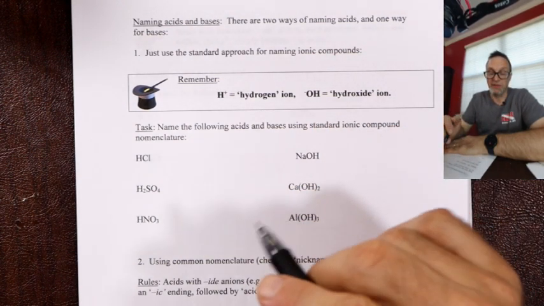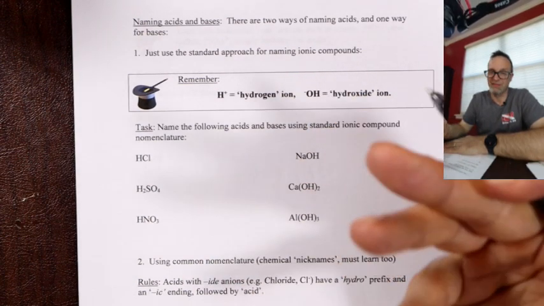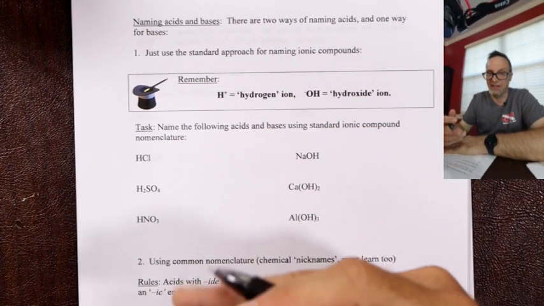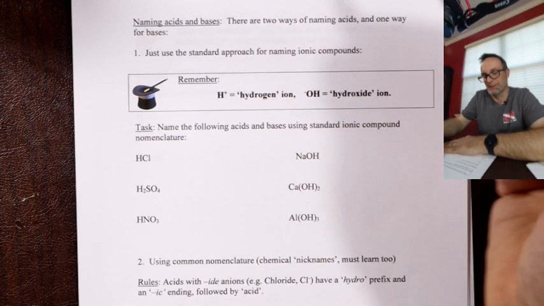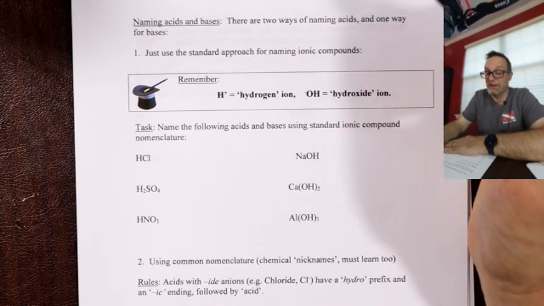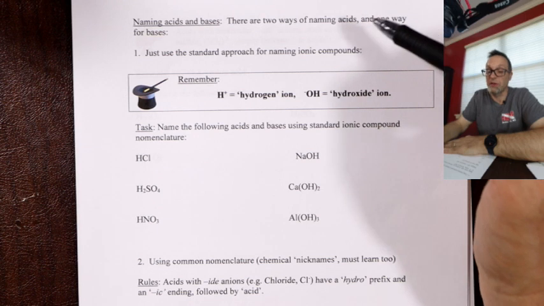I'll give you extra credit if you use the true acid names, okay? But by the time you finish the course, you should be able to kind of know that HCl is hydrochloric acid, okay? Not just hydrogen chloride. So there are two ways of naming acids and only one for bases.